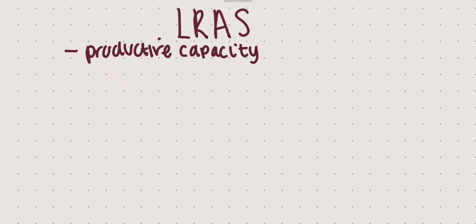Hello everybody, in this video we'll be thinking about long-run aggregate supply in the classical sense. And in today's lesson we'll be thinking about why the long-run aggregate supply classical diagram is simply a straight line upwards. Now first of all, let's think about what long-run aggregate supply is.